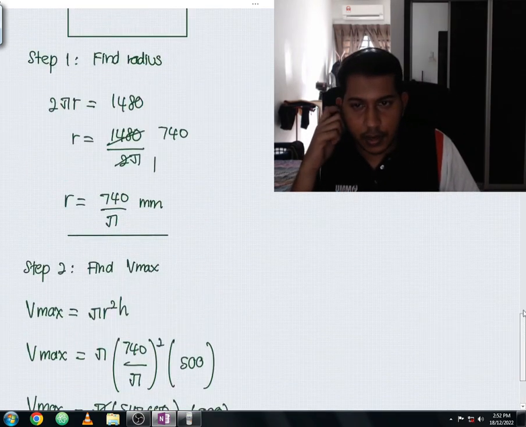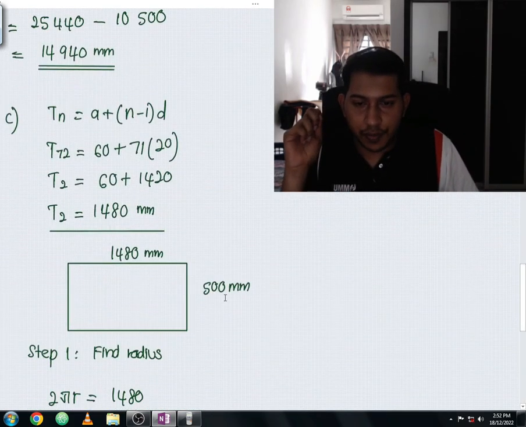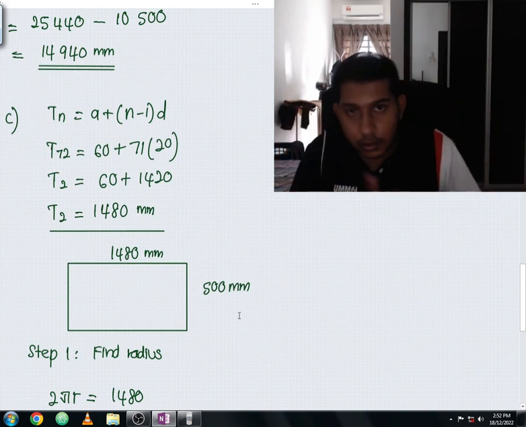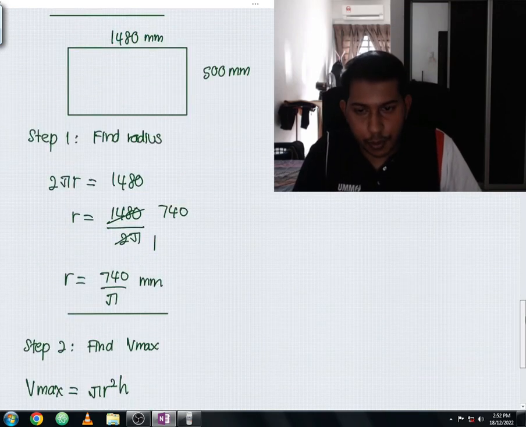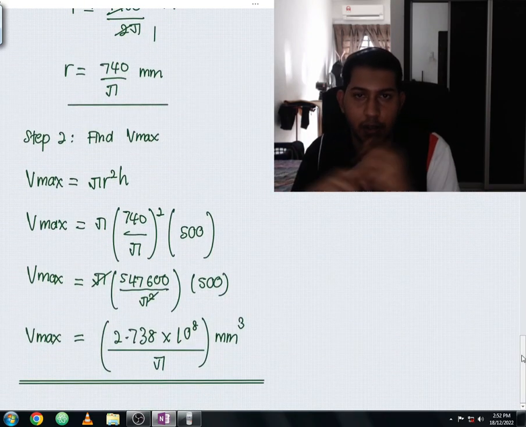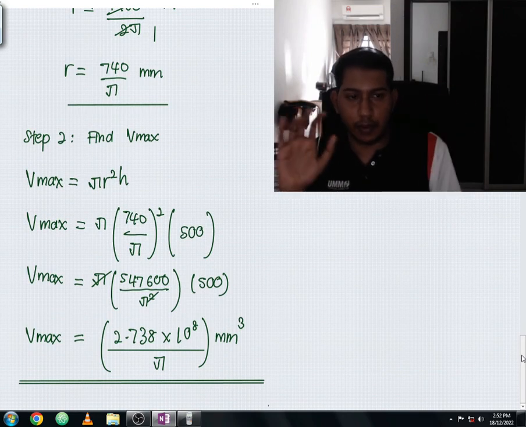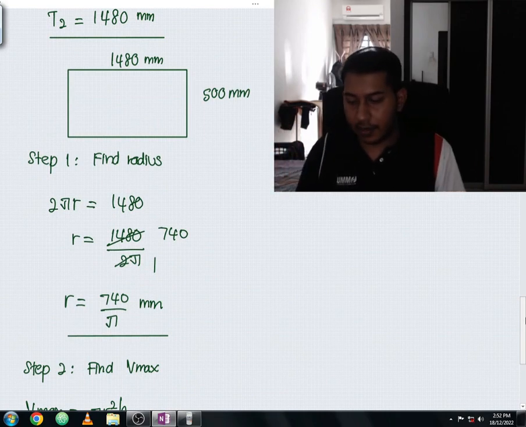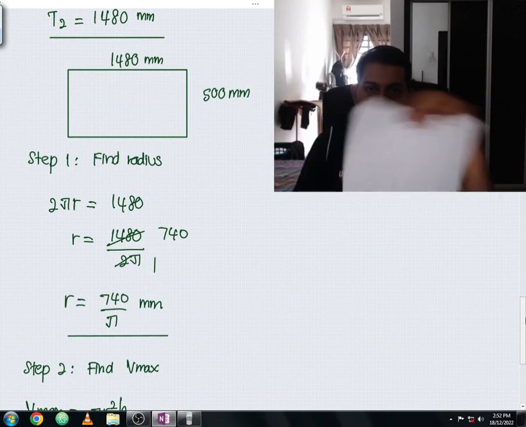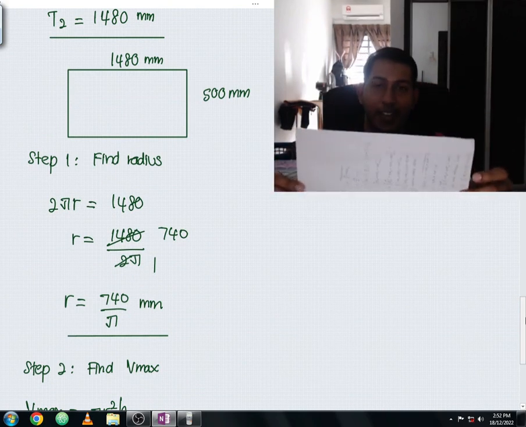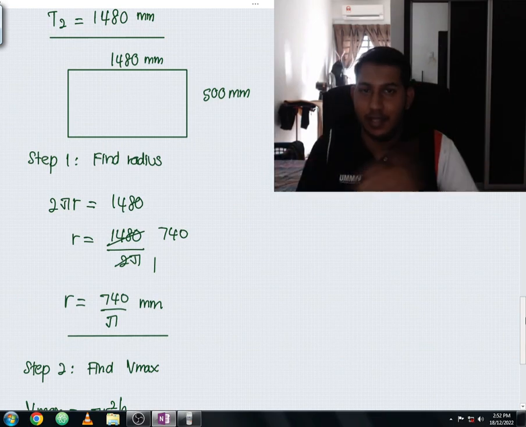Another question that you can ask me: what if the 500 becomes the length and 1480 becomes the width? Also can. If you do that, you get a different radius, but somehow you should be able to get the same volume, because the radius and the height are the same. They don't change, only they swap their values. The orientation is just different: one is in landscape, another one is in portrait form. Otherwise the volume is just the same.